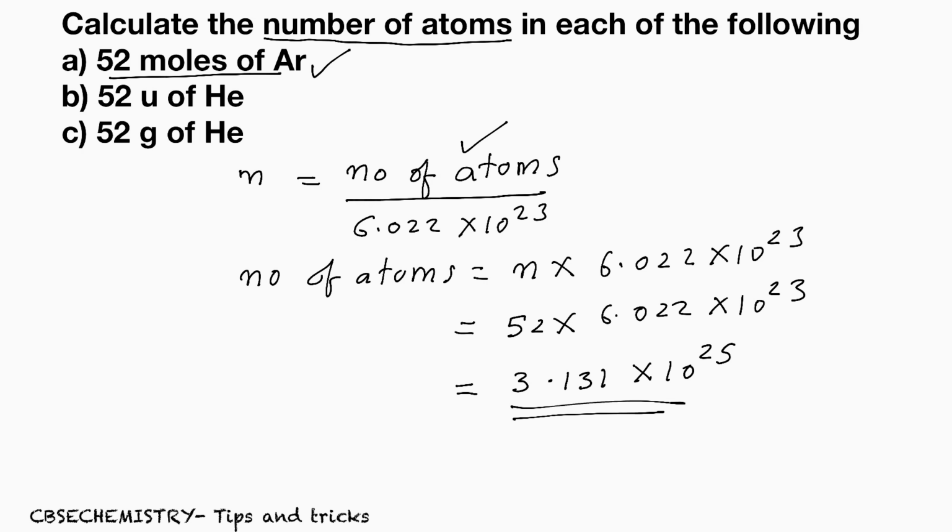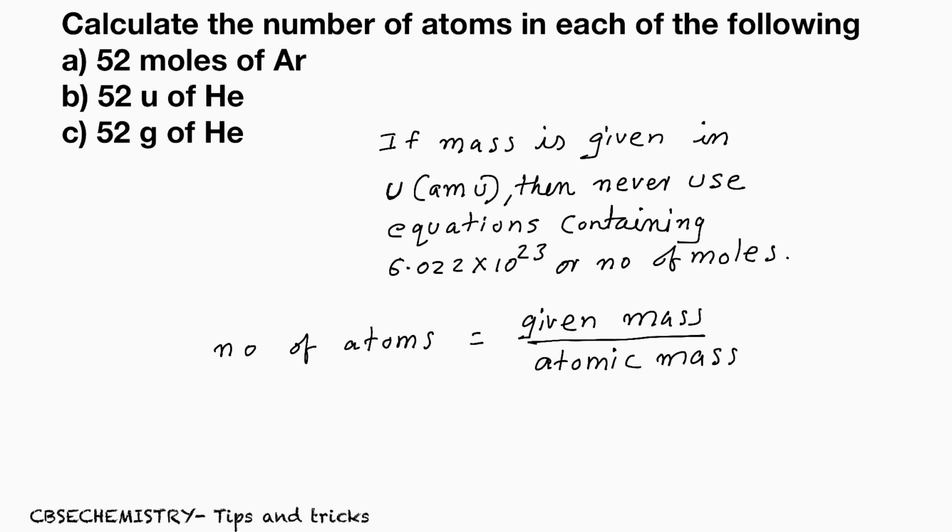What we have to find? We have to find the number of atoms in 52 U of He. If the given mass is in AMU, then remember, never use equations containing Avogadro number or number of moles. See, most of the students make that mistake. See here, the unit is 52 U. So it is nothing connected with the moles or Avogadro number. If the mass is given in U and you are supposed to find number of atoms, it's very simple. You can use this equation.